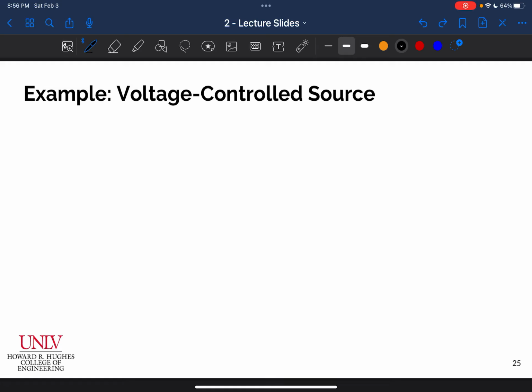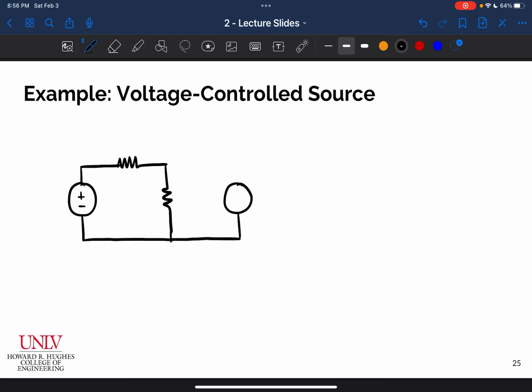All right, so I'm going to solve an example using a voltage controlled source. Let's go ahead and draw a circuit that looks like this. We're going to have a voltage divider here, and then over here I'm going to have a voltage controlled current source and another resistor. Now we're getting into some scary territory. This circuit looks pretty complicated, but you're definitely equipped to solve it, and so let's go ahead and do it.